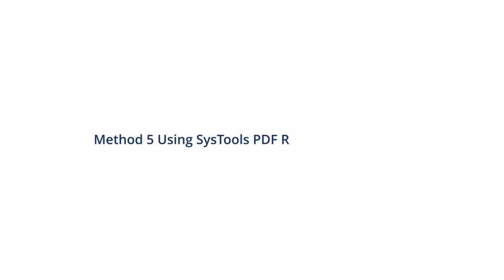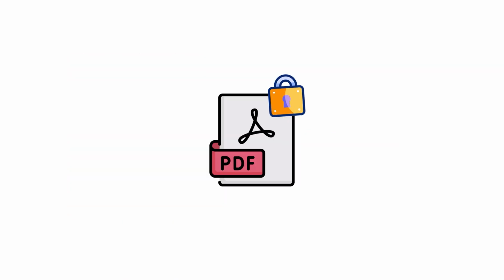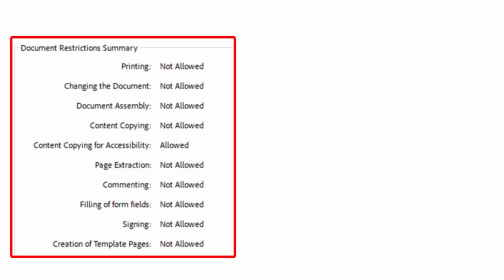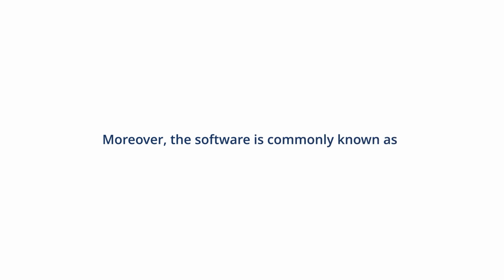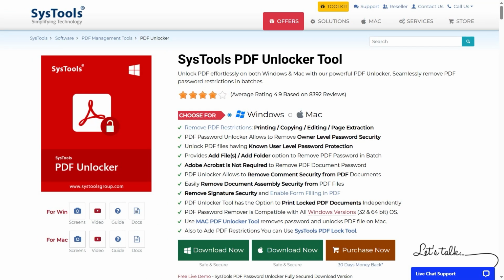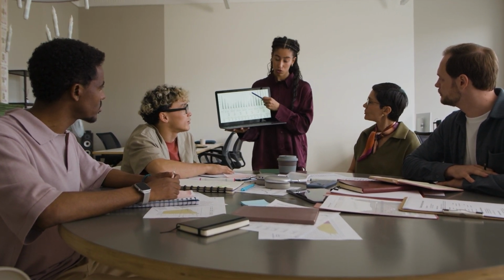Method 5. Using SysTools PDF Restriction Remover. SysTools PDF Unlocker is mainly designed to unlock and remove restrictions from PDFs. Moreover, the software is commonly known as PDF Restriction Remover. It's a secure, reliable, and cost-effective tool with a one-time purchase, making it ideal for users who need to handle multiple PDFs efficiently. Let's see how to do it.